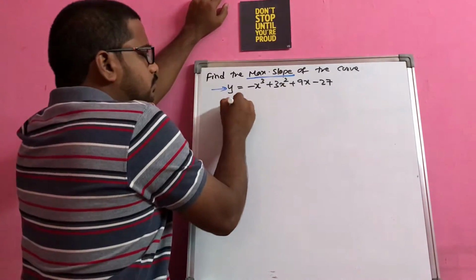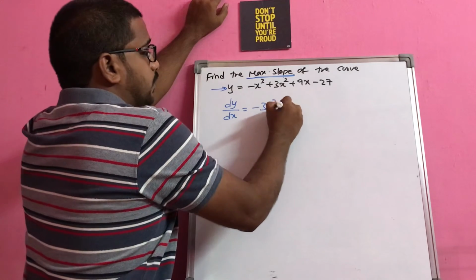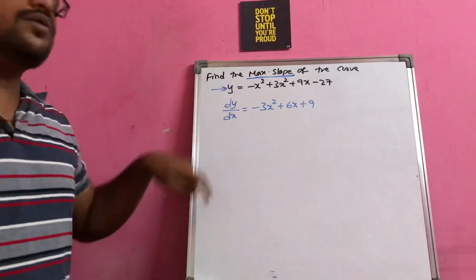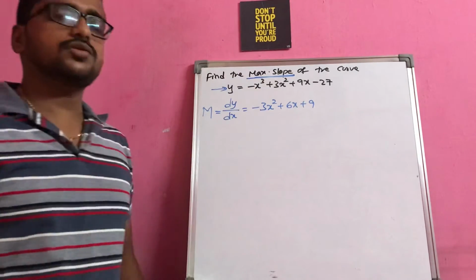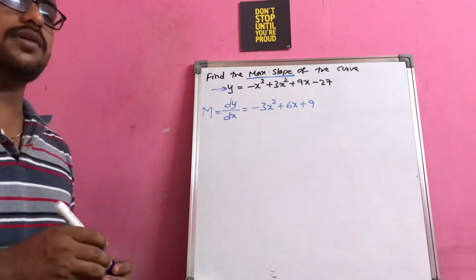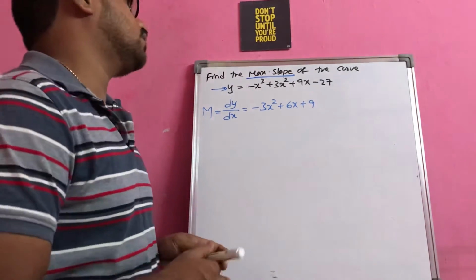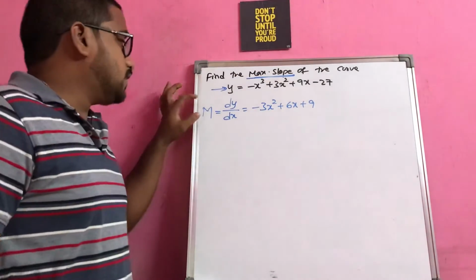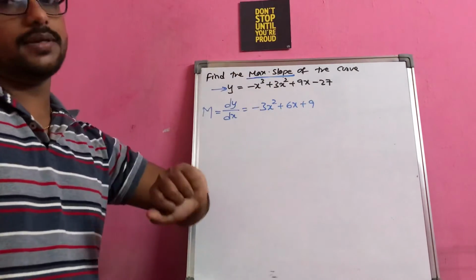So what will I do? I will apply dy by dx, which is minus 3x square plus 6x plus 9. This is your required function. I will call it M because it is the slope. You can give whatever name you want. Now, if you observe the question, as they said the words maximum slope, this is your required function now, and this has to be maximized or minimized.